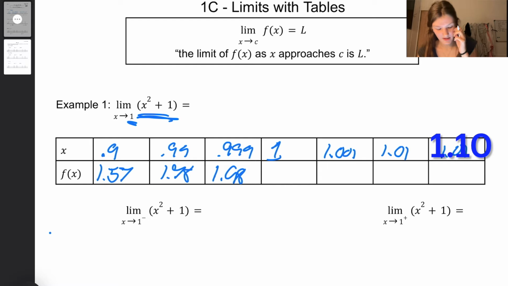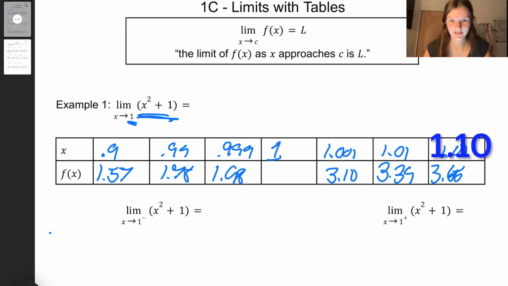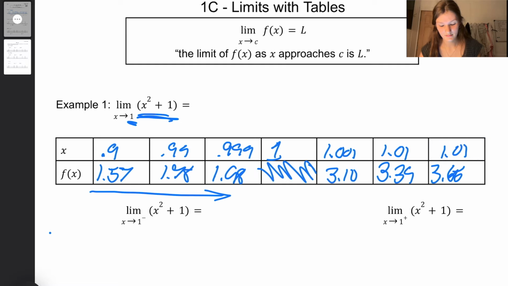And then let's say on this side you have 3.65, 3.39, 3.10. That's leading up to 3. So going from the left to 1, it does not matter what 1 is, guys. Let's not even find it. And then going up to the right. So this little minus here means from the left. This little plus here means from the right.